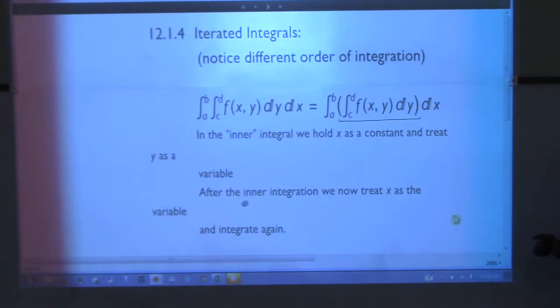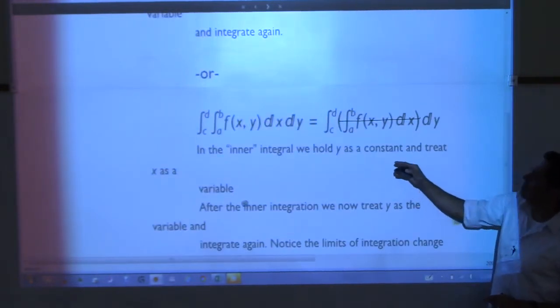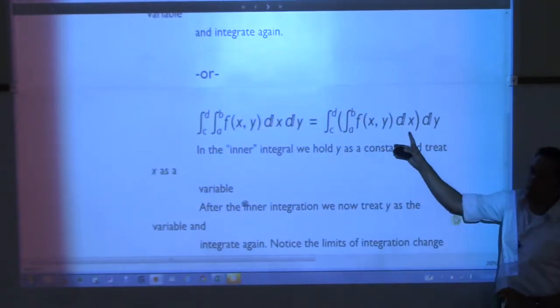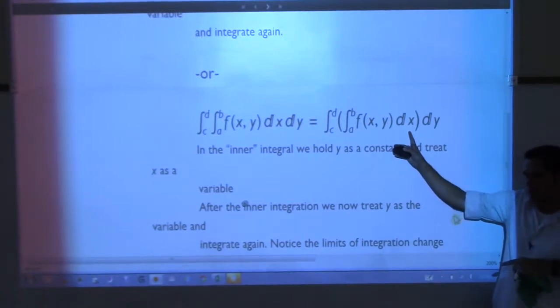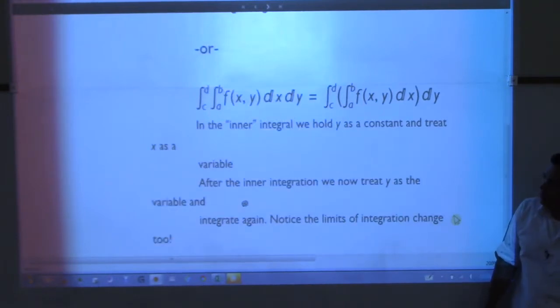Now, if we switch the order and we do the one with respect to x on the inside, then we're going to hold y as being constant on that one. And then after we're done, we'll move to the outer one. So it's almost like the partial. It's called partial integration. You're holding one constant and going backwards.